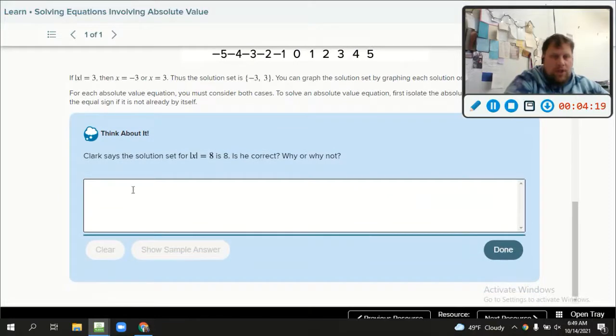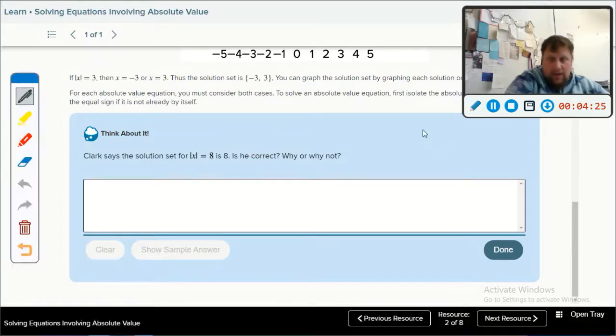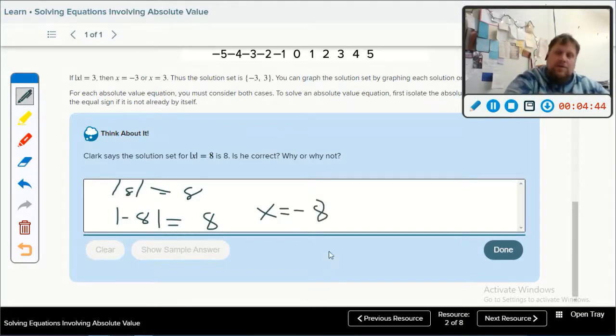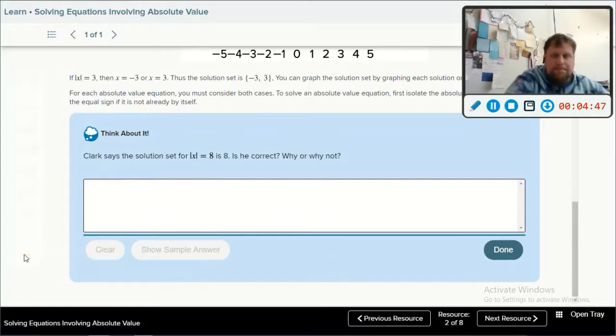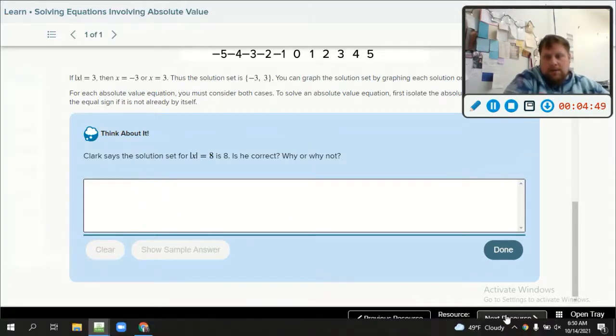So the question, Clark says the solution set for absolute value of x is 8. Is he correct? Partially. Don't forget, absolute value of 8 is 8. Let's check it out. That is 8. But what else did he forget? He forgot about negative 8, because what's the absolute value of negative 8? It's also 8. So x can also equal negative 8. That's another possibility. That's why we have to account for two things with absolute value. Okay? Awesome.